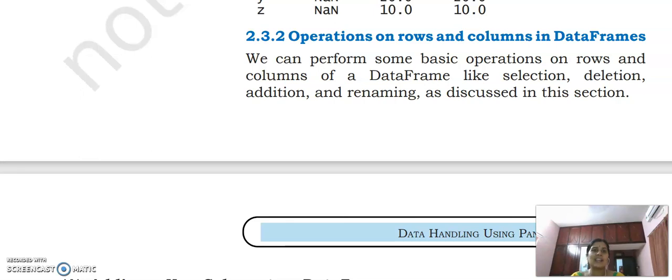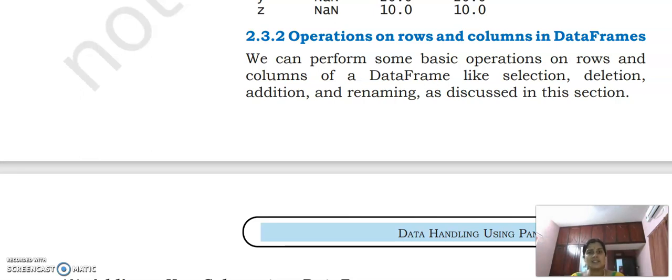So, today is our IP class. So, let's start our IP class. Are you remembering what we have studied in previous classes? In the previous class, we covered some revision topics of series. And in today's class, we are going to take operations on rows and columns in data frame.